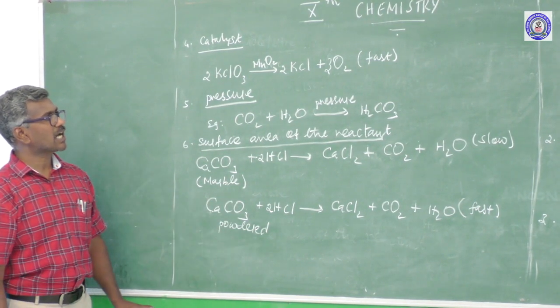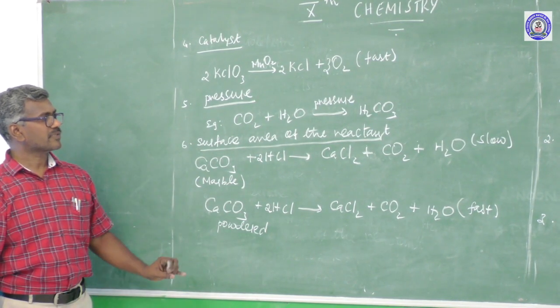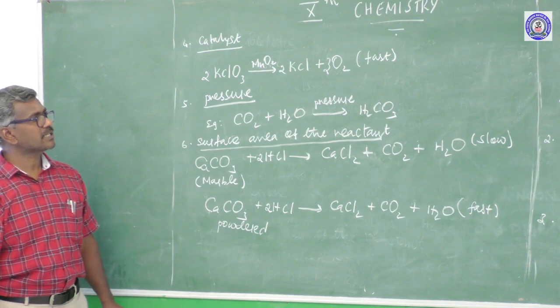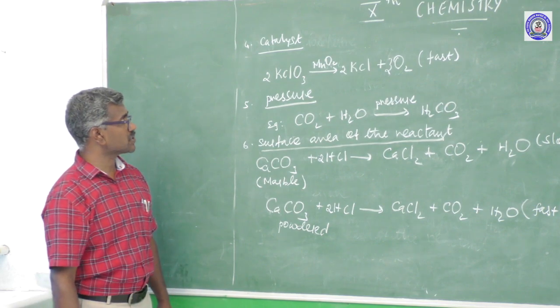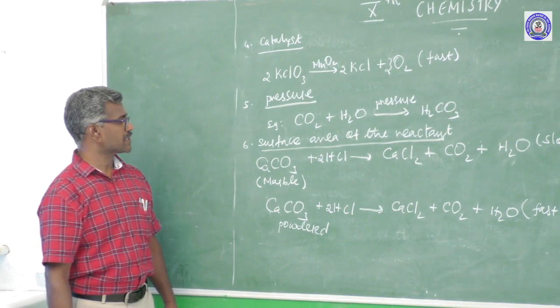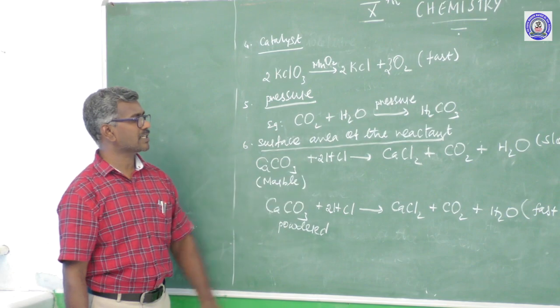These are the factors affecting the rate of the reaction. First one is nature of the reactant, second one is concentration of the reactant, third one is temperature, another one is a catalyst, pressure, and surface area of the reactant.